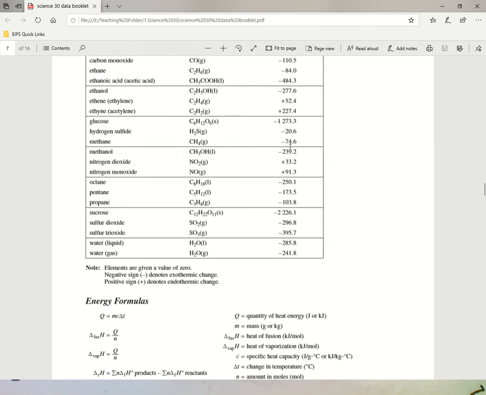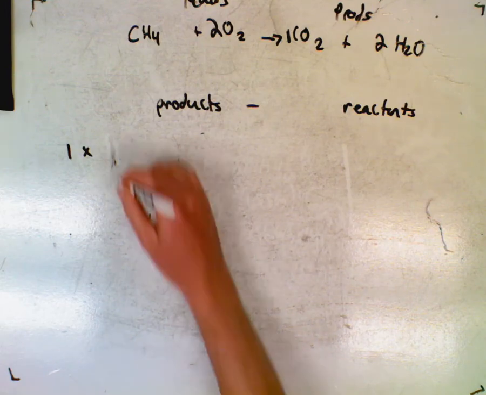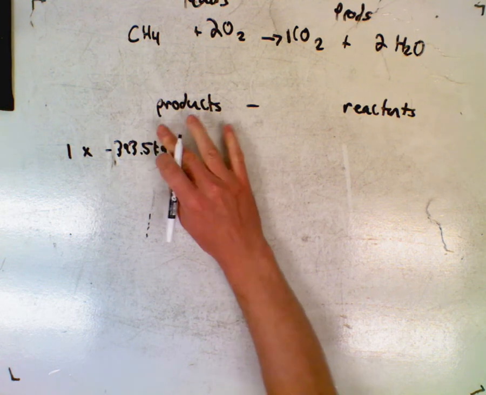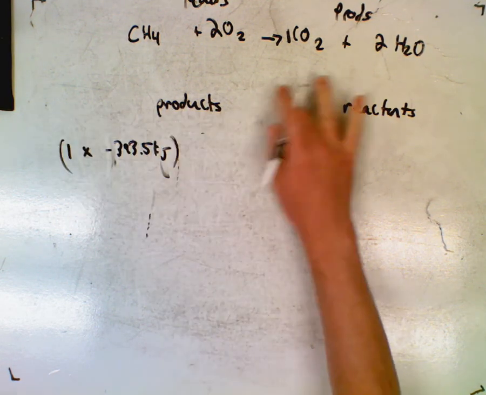Oh, I do have it open. It's page 5 here. So we need to look up carbon dioxide. So here's carbon dioxide, and here's the value that's given here. So negative 393.5 kilojoules is what we want to put in there. So we look that up, and I go negative 393.5 kilojoules. And I put a bracket around that.